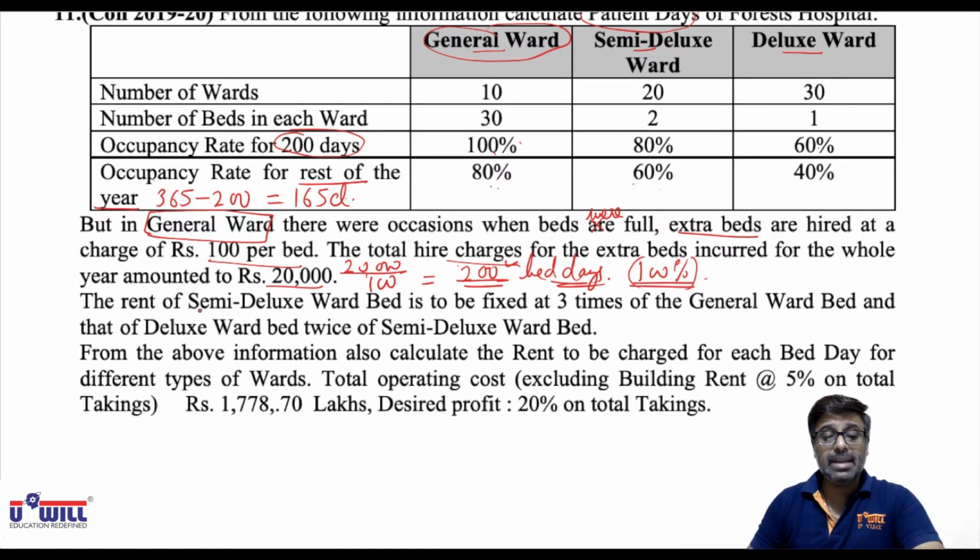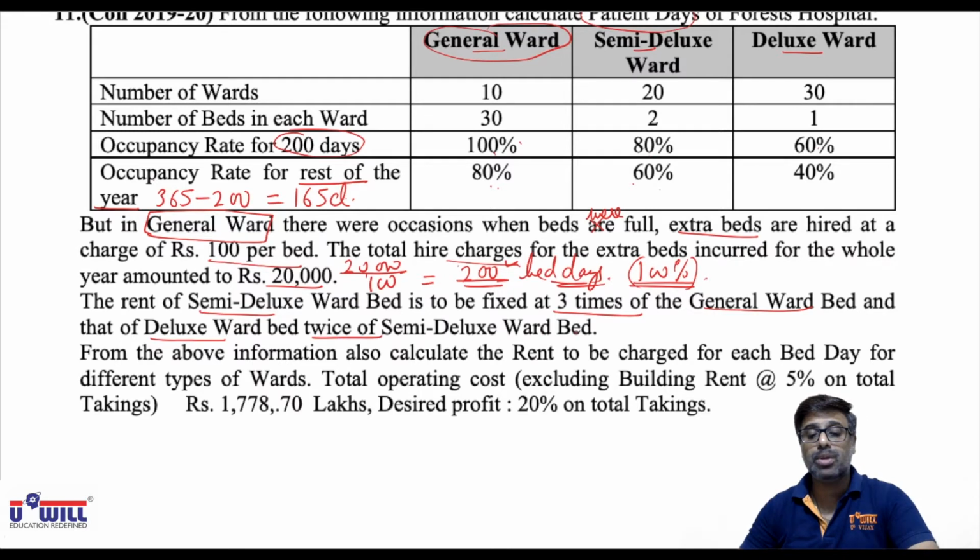The rent of semi-deluxe ward bed is to be fixed at 3 times of the general ward bed and that of deluxe ward bed twice of the semi-deluxe ward bed. Now this is similar to what we had done in hotels chapter. From the above information, also calculate the rent to be charged for each bed day for different types of wards, that is general, semi-deluxe and deluxe.